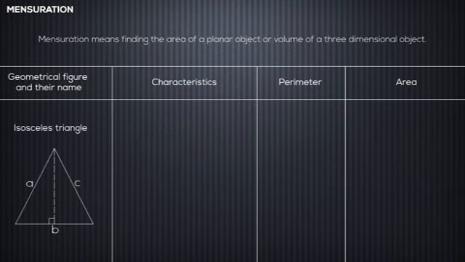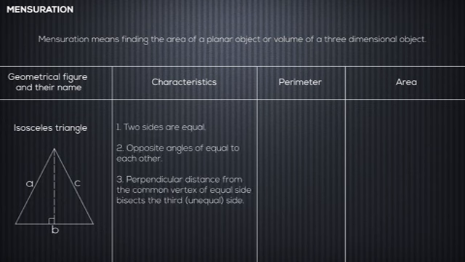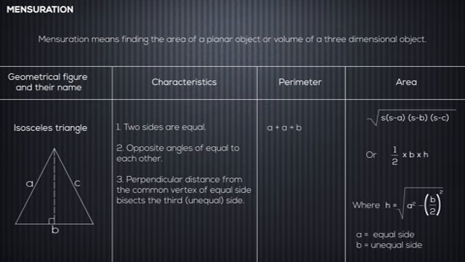In an isosceles triangle, two sides are equal. Opposite sides are equal to each other. Opposite angles of equal sides are equal. The perpendicular distance from the common vertex of equal sides bisects the third unequal side. The area of an isosceles triangle is given by the formula shown on the screen.